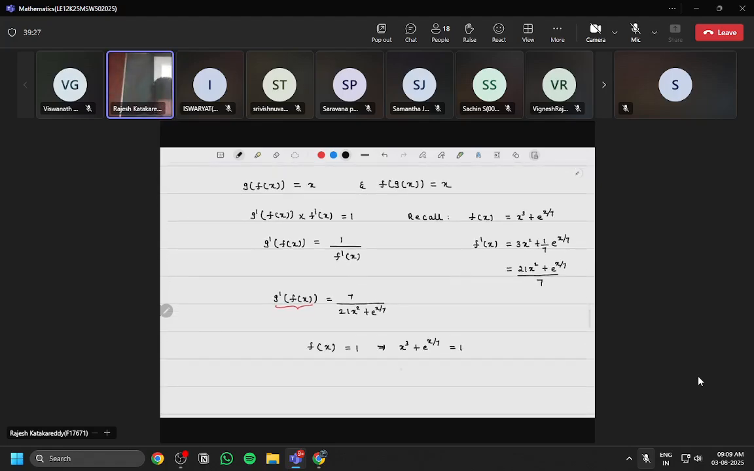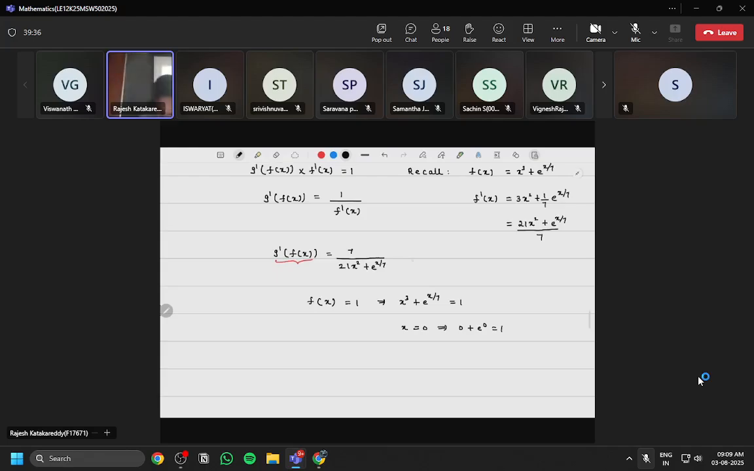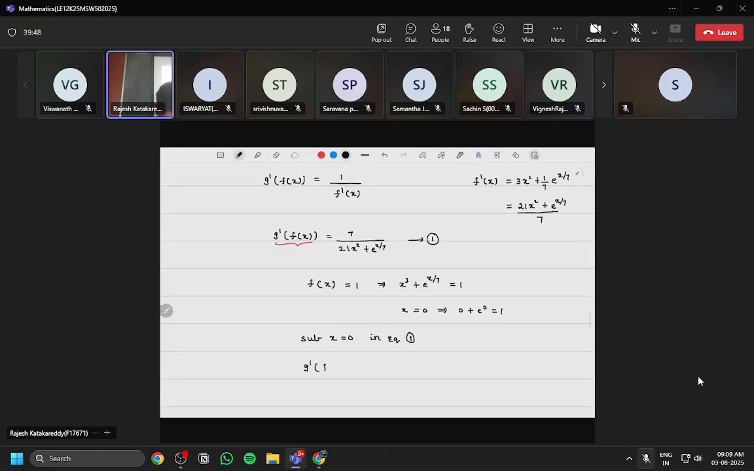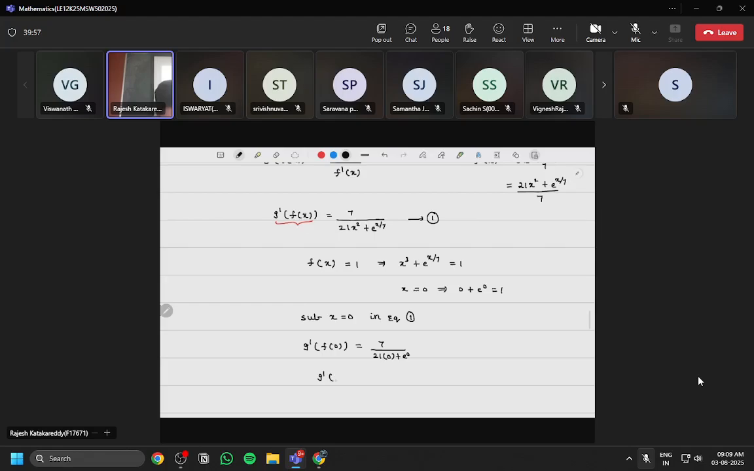If I put x equal to 0, this is 0 plus e power 0, that will be 1. Now what I need to do? I need to substitute x equal to 0 in this equation. If I substitute x equal to 0 in equation 1, I'll get g dash of f of 0 is equal to 7 divided by (3x squared plus e power x) at 0. This is g dash of 1 is equal to 7.